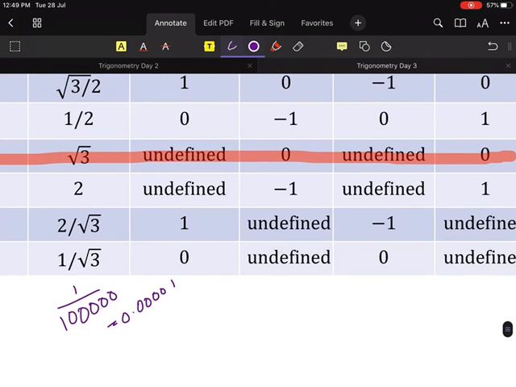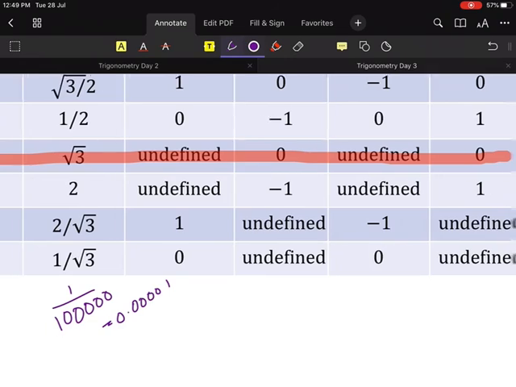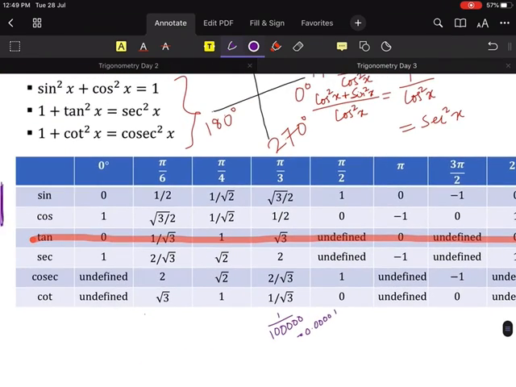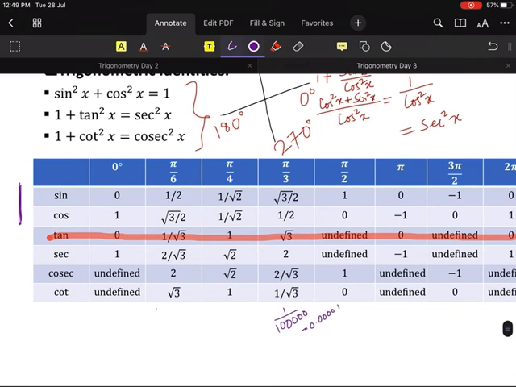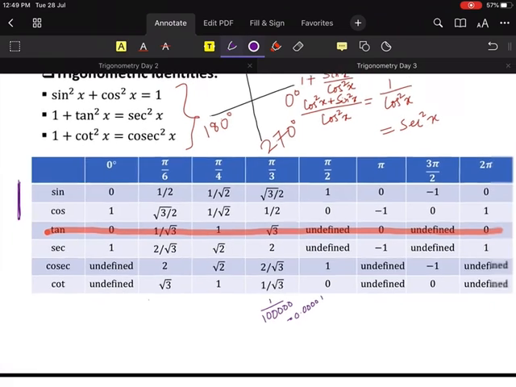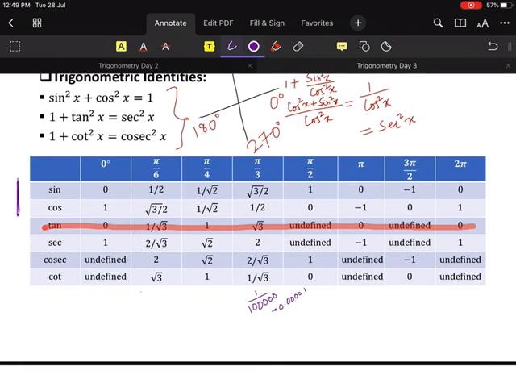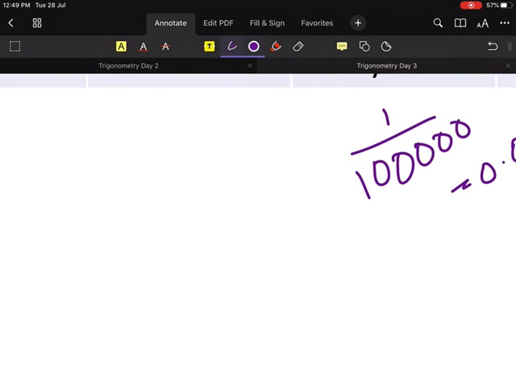Now again, opposite of 0 will be undefined. Opposite of undefined is 0, opposite of 0 is undefined. So you just have to remember these sine and cosine values, and the others will just fall into place. Understood? Clear? Should I have a test? Let's have a test, because these values are very, very important.